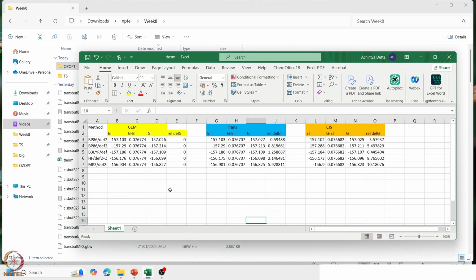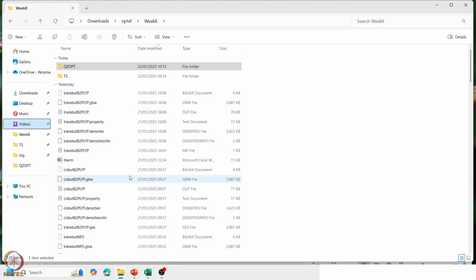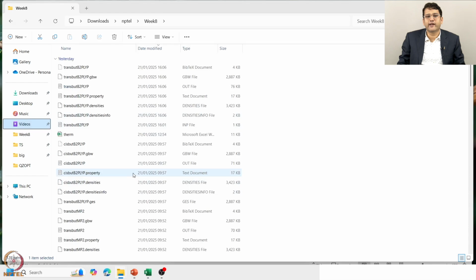Okay, so we have done up to MP2. Now let us try the last one, the double hybrid. As you can see, there are a lot of files. So it's generally a good idea, for each separate calculation, to make a folder and subfolder.